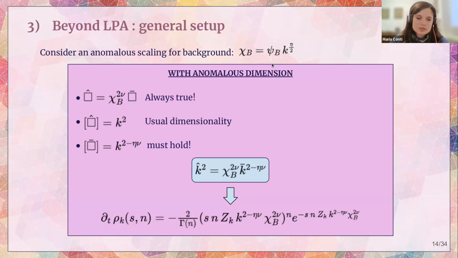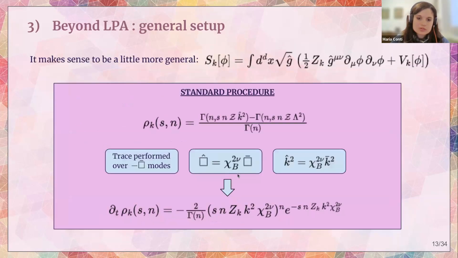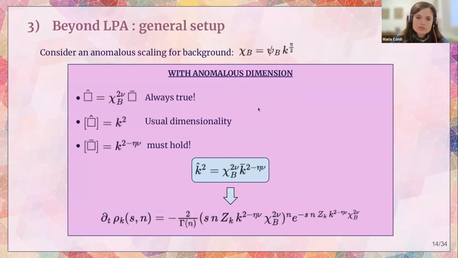What is the difference? Well, the point is that this relation regarding the two box operators is the same. This does not change. What we are changing are the dimensionalities of things, of course. So the idea is that if we wish for our first box operator to hold its usual dimensionality, so it's just a momentum square, the other one must scale as such, okay? Because there's this chi b, which is not dimensionless now, but it involves eta.